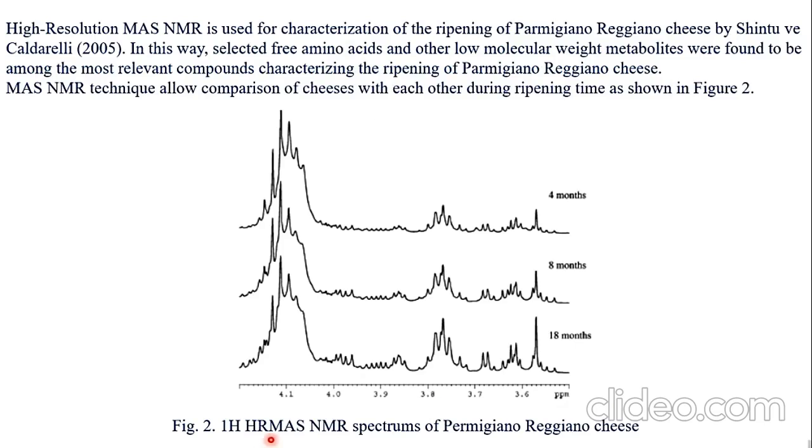Here is another 1H NMR spectrum of Parmigiano Reggiano cheese, and NMR allows monitoring of the cheese during ripening. The figure shows the 4-month, 8-month and 18-month samples.